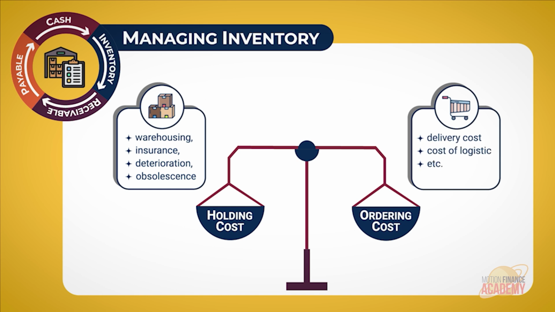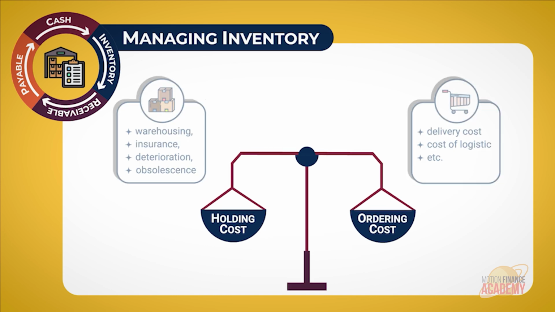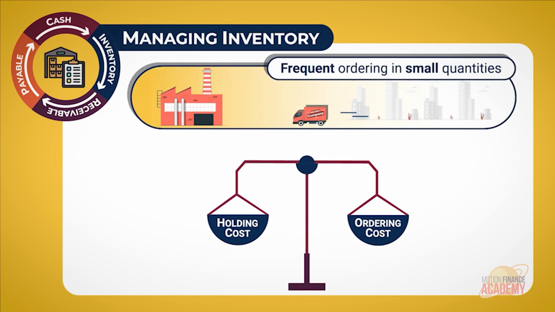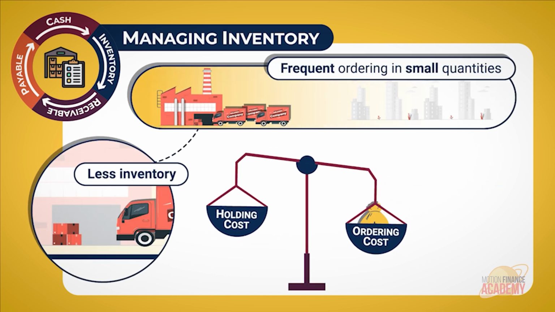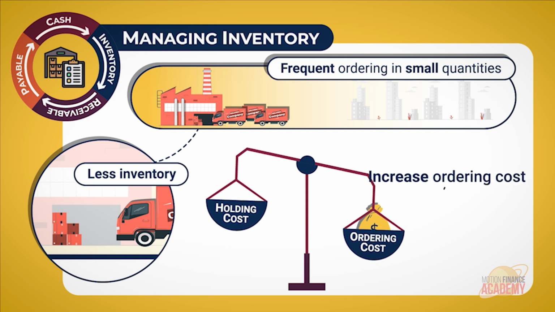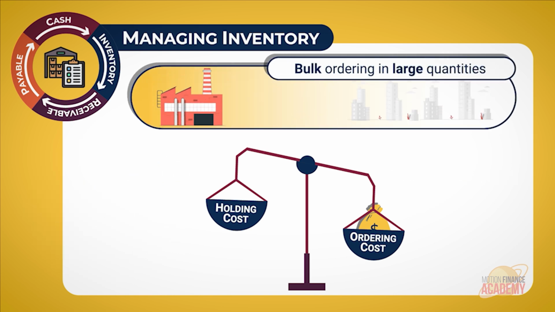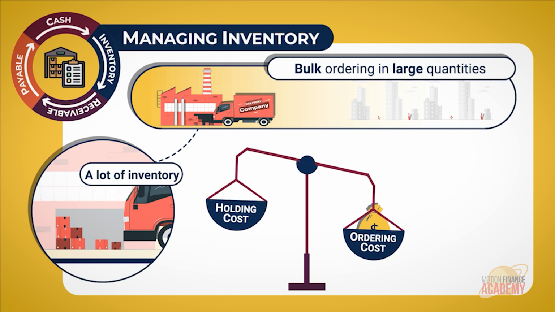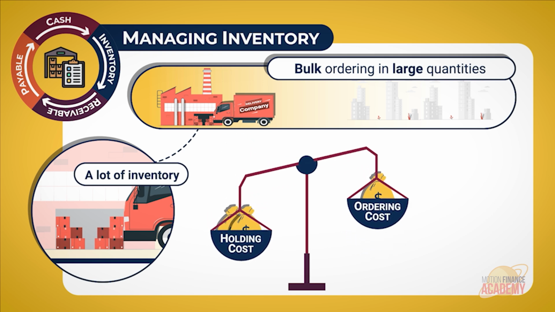Businesses must choose between two main options: frequent ordering in small quantities. This reduces holding costs as you're holding less inventory at any given point in time, but increases ordering costs because you're ordering more frequently. Or bulk orders in large quantities, which increases holding costs because you're holding a lot at any given point in time, but reduces ordering costs since you're ordering less frequently. The goal is to find the optimal trade-off between the two.